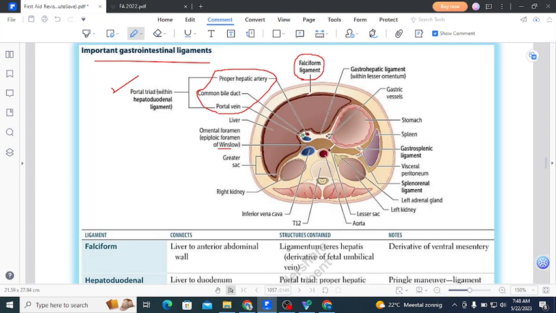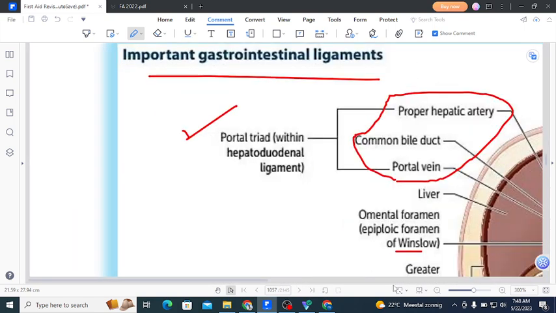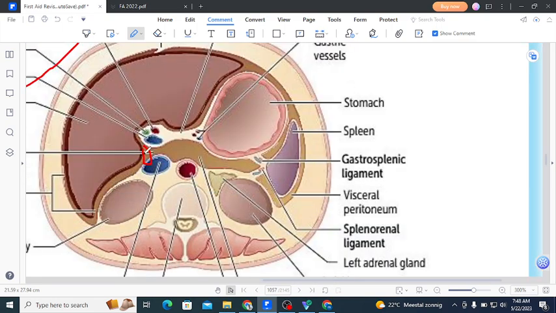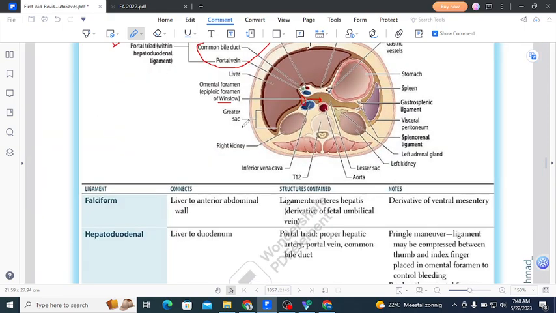the epiploic foramen of Winslow. Okay, so there we have the epiploic foramen. The epiploic foramen is present over here, and it leads to this lesser sac. This whole brownish structure is the lesser sac, and the epiploic foramen is leading us to it. Then the greater sac is present like this over here. Then we have the right kidney, the left kidney, and the inferior vena cava, which is a retroperitoneal structure, and this is the T12 vertebra. Then the aorta, which is also a retroperitoneal structure.